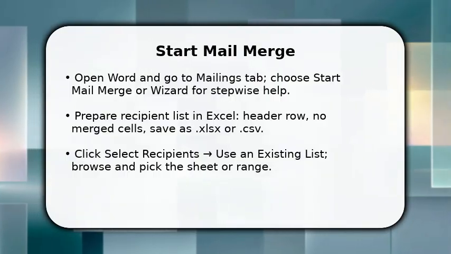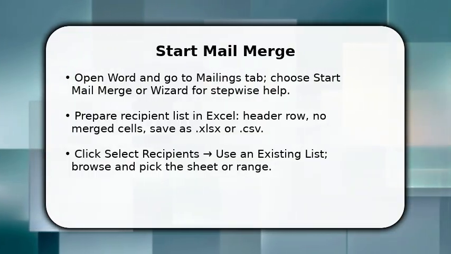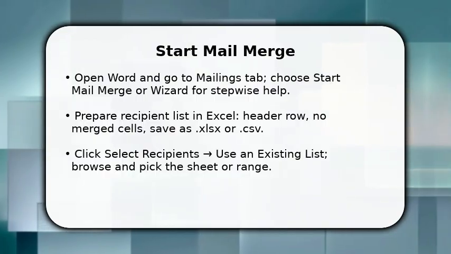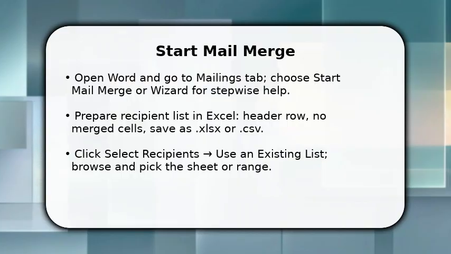You begin by preparing the data and starting the merge now. Open Word, go to Mailings, and choose Start Mail Merge or the wizard so you follow steps visually. You should have an Excel file with a header row and clean columns.